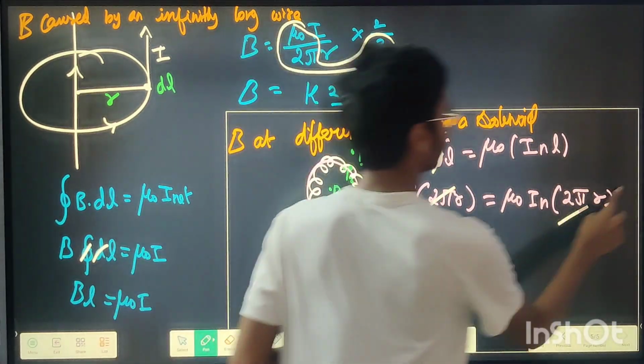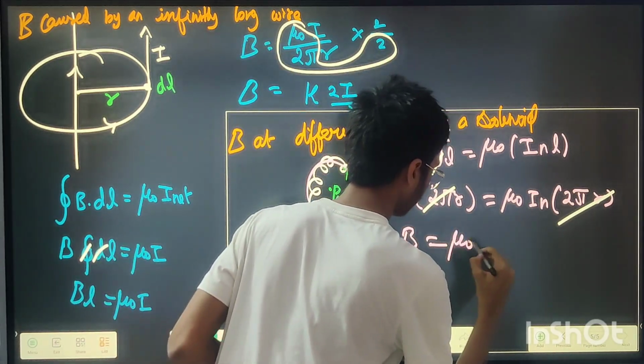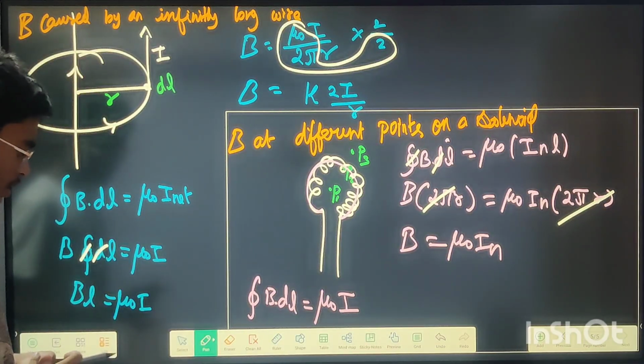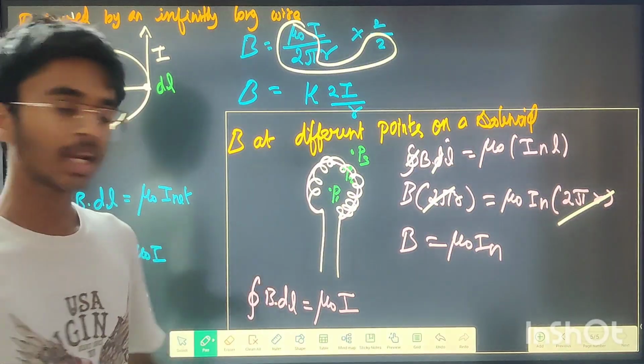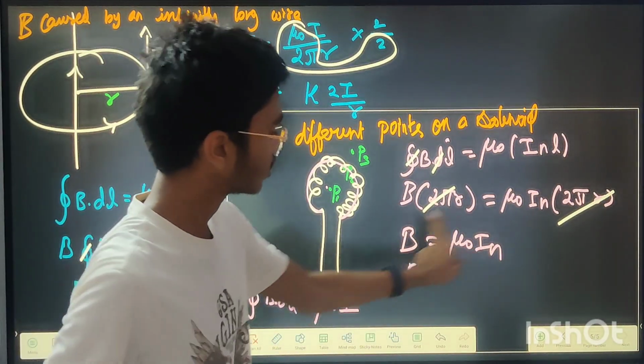This will be cancelled here, this will also be cancelled here, then B is equal to mu naught I n. So B is equal to mu naught I n. This is how it will be over here. Then how will it be on the outside? On the outside, only this will be changed.